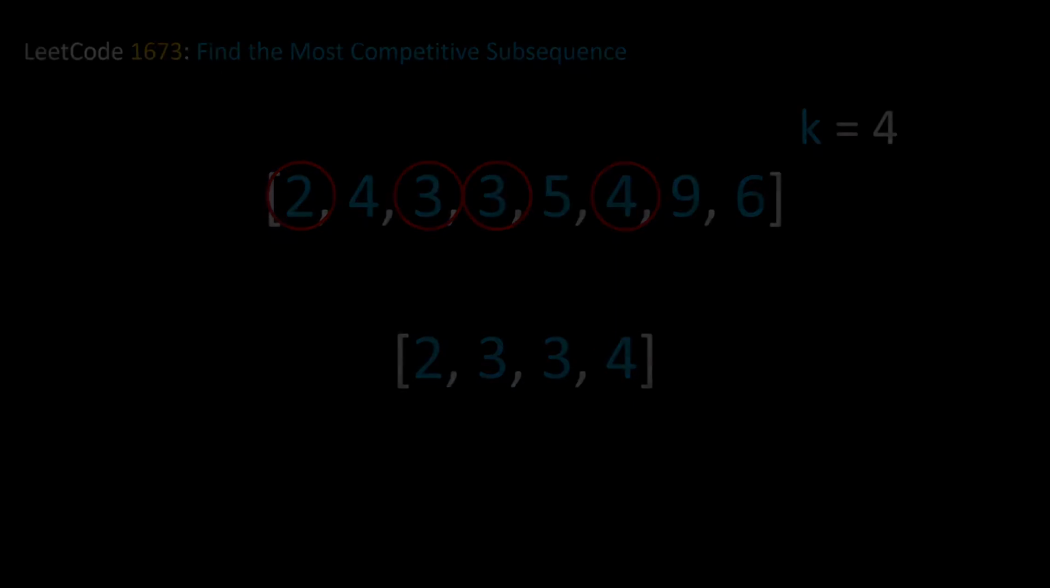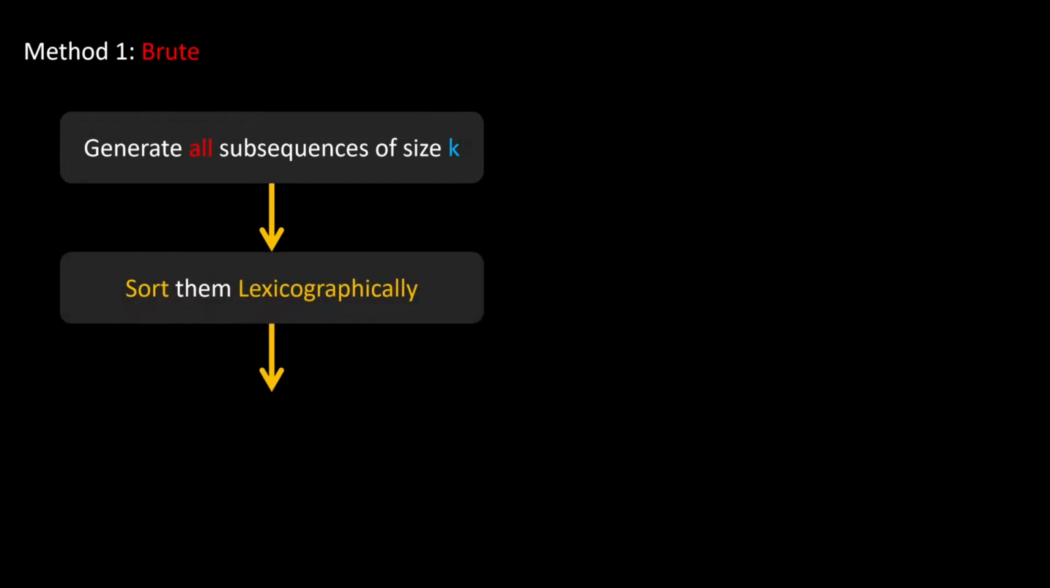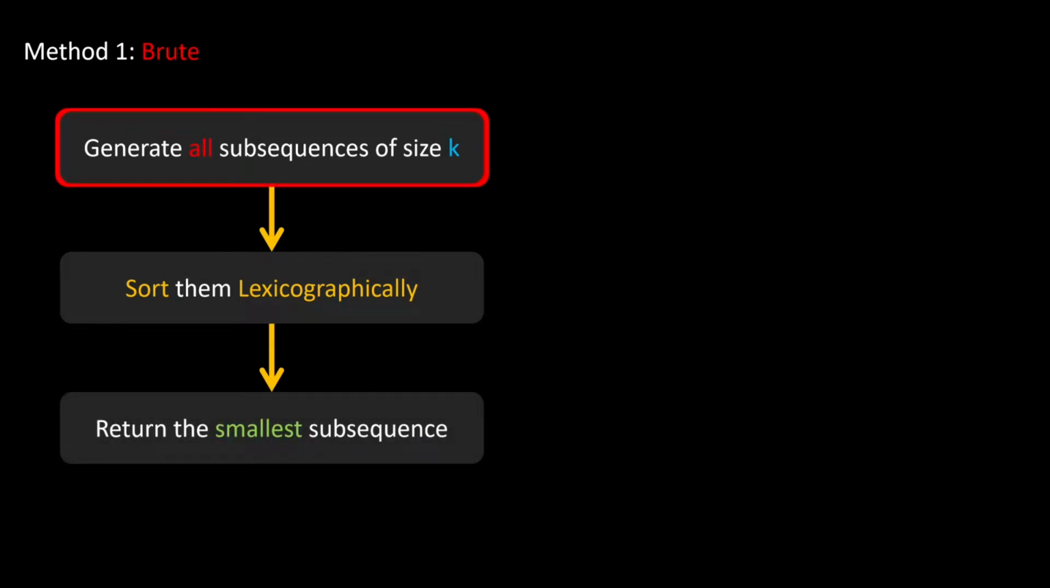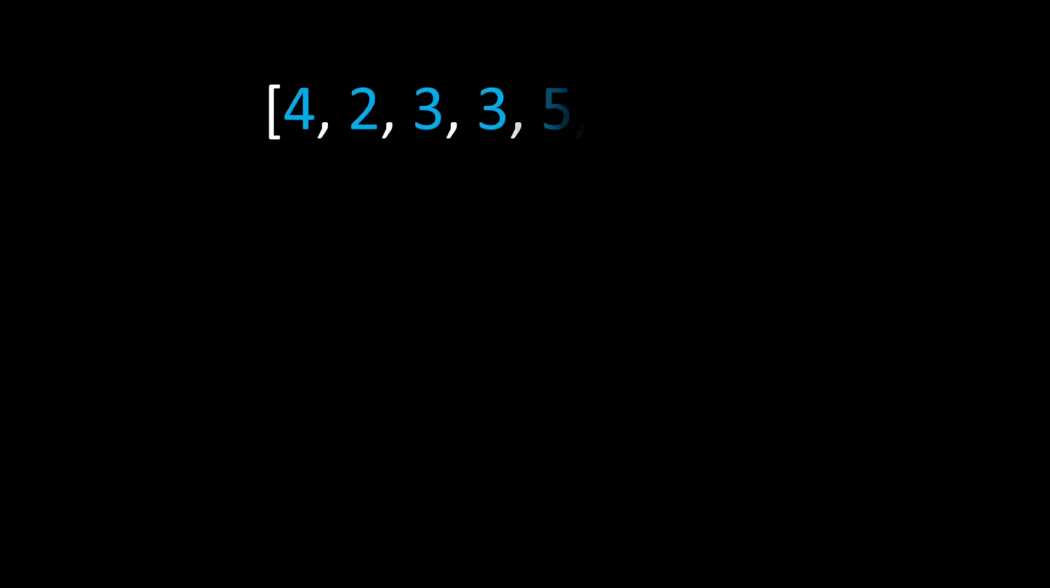Now we could do this very easily by generating all the subsequences of size k, sorting them in lexicographical order and then returning the first of the sorted subsequences. But the problem is, generating all the subsequences of size k will take exponential time. The constraints given in the problem tell us that the length of the array and the value of k can be as large as 10 raised to the 5th, so by no means can we afford exponential time. Let's see if we can come up with anything better.